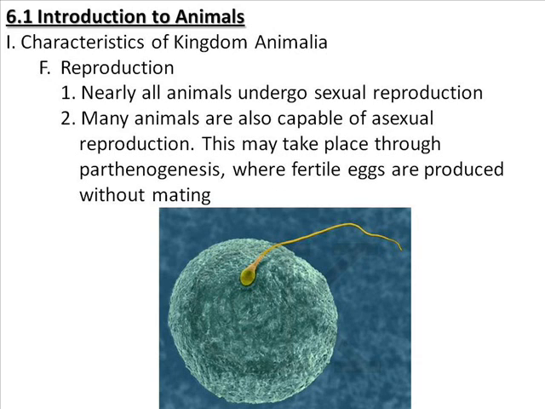Another characteristic of animals is that nearly all of them undergo some form of sexual reproduction. Now, some animals are actually capable of a form of asexual reproduction called parthenogenesis, where the fertile eggs are produced in females without mating actually occurring. But for most animals, mating does need to occur, and this would of course result in sperm fertilizing an egg or an ovum, just as you see in the picture on this slide.